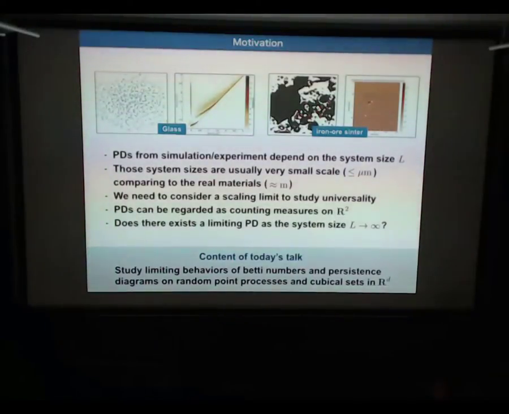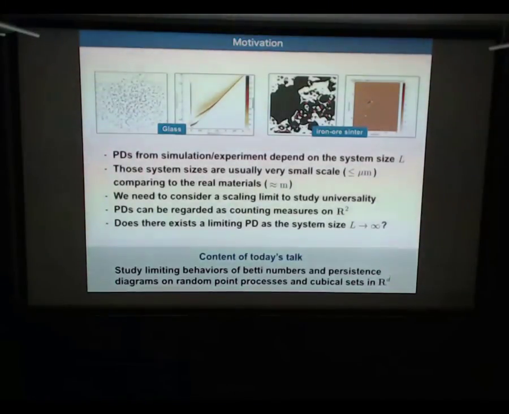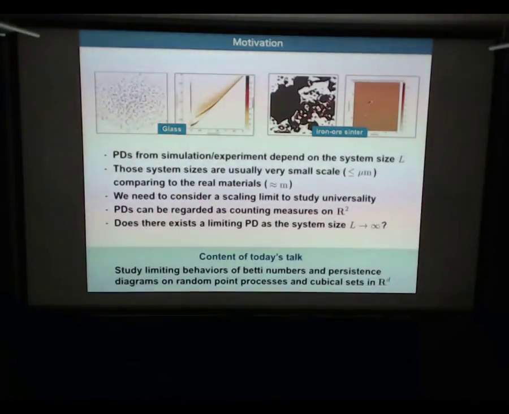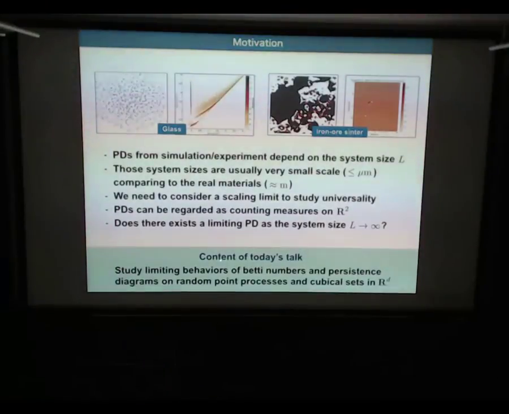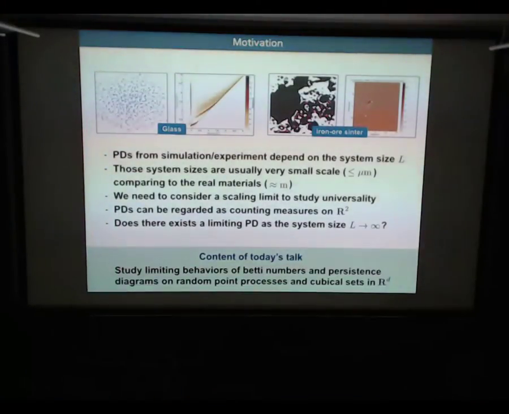And a persistence diagram can be regarded as a counting measure on a plane, so just a sum of Dirac measures. So the fundamental question here is: does there exist a limiting persistence diagram, or in other words, a limiting measure, as the system size L goes to infinity? And from this motivation, the content of my talk today is to study the limiting behaviors of Betti numbers and persistence diagrams on random point processes, which is motivated by atomic configuration models, and also on cubical sets, which is motivated by digital images. So this is the content of my talk today and the motivations.